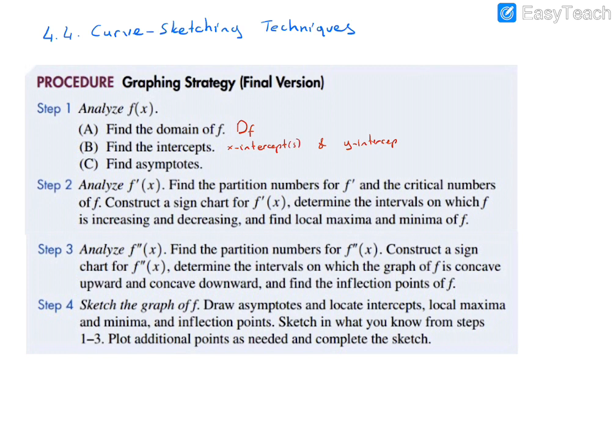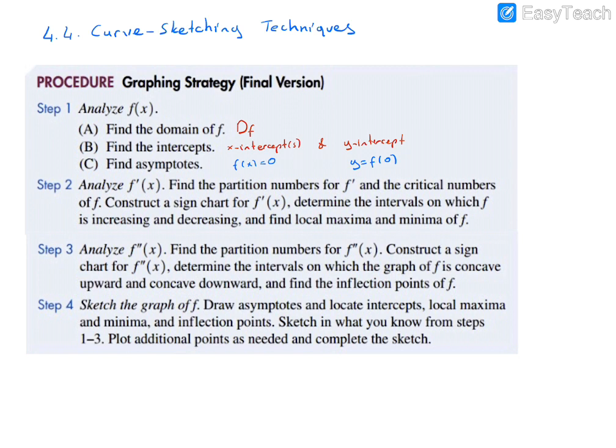How can we find the x-intercept? By solving the equation f of x equals 0, the y equals 0 case. From here you can find the x-intercept. For the y-intercept, you can find it as the value of the function at zero: y equals f of 0 is the y-intercept. Actually, we discussed all of these in the previous sections.